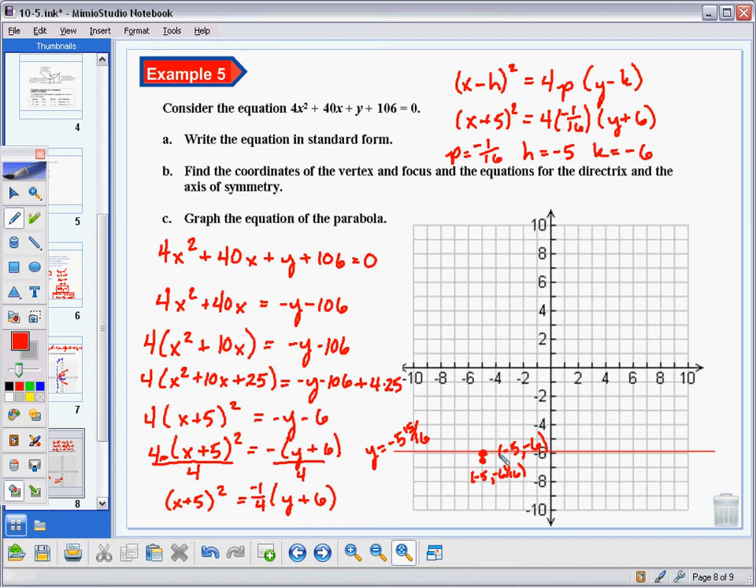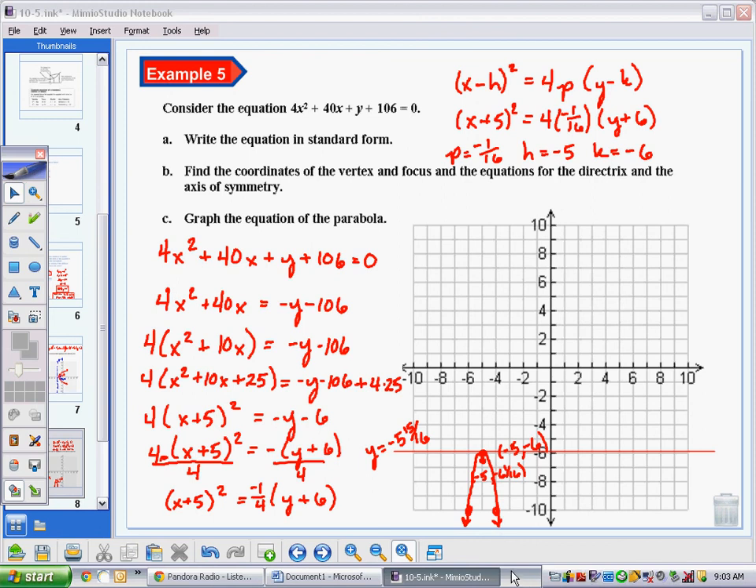And then I'm going to plot a couple points. If I put in negative 6 for x, that's going to give me a negative 10 out, I believe. And if I put in a negative 4 for x, I believe I also get out a negative 10, just putting them into my equation here and cranking them out. And so then I can go ahead and graph my parabola. There we go. Good luck. Have fun.